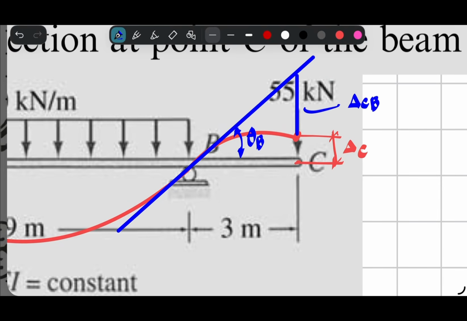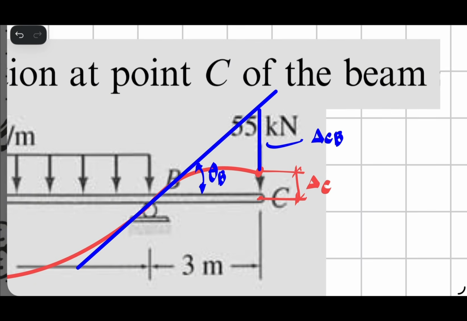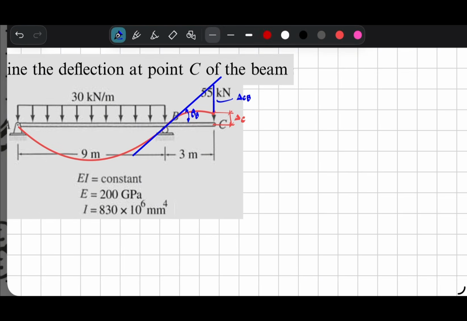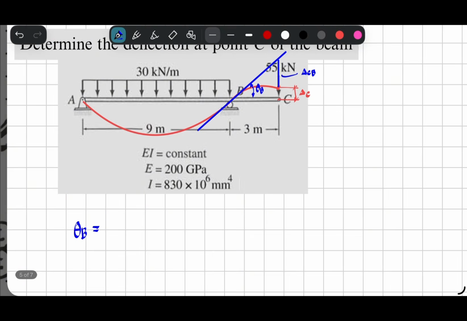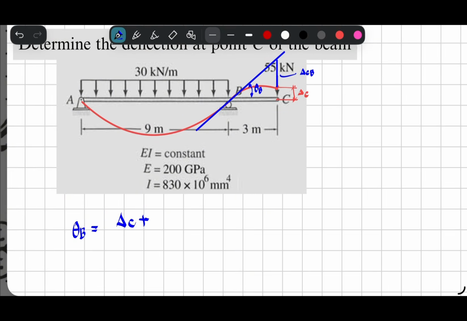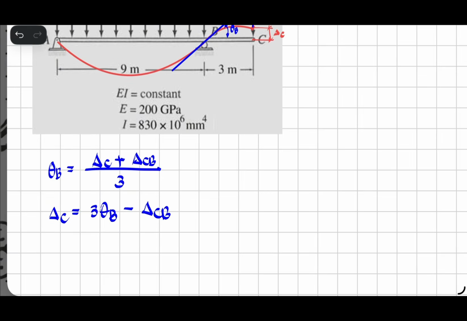So to solve for delta C, or the deflection at point C, based on this triangle, we have the relationship: the slope at point B is equal to opposite, delta C plus delta CB, over 3, or delta C is equal to 3 theta B minus delta CB.